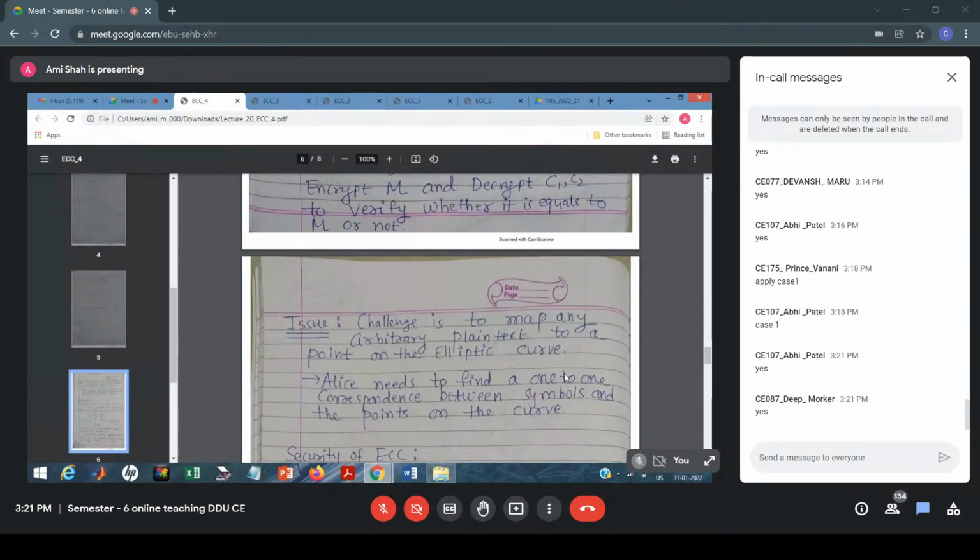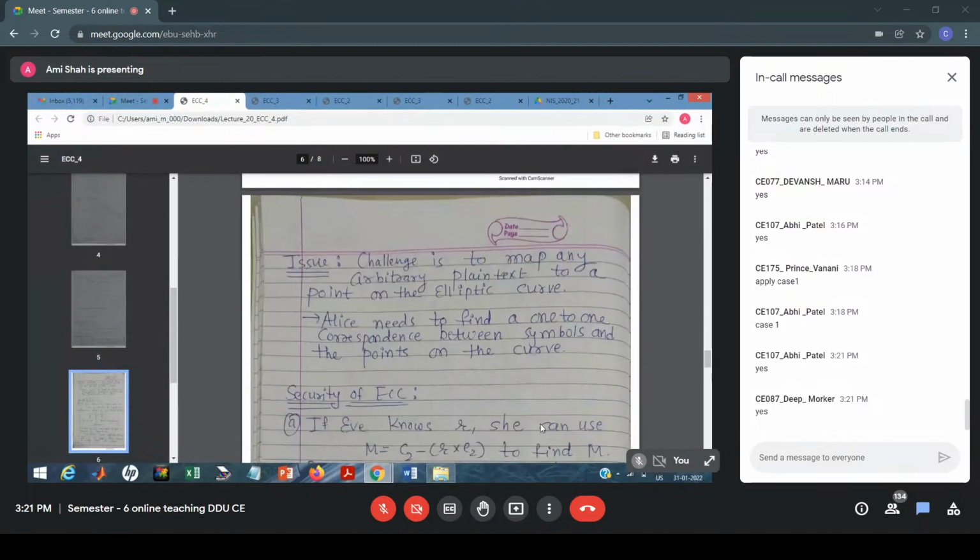So the algorithm needs to find a one-to-one correspondence between the symbols and the points on the curve. One of the challenges is that you can't take any point, right? You can only take a point on an elliptic curve.